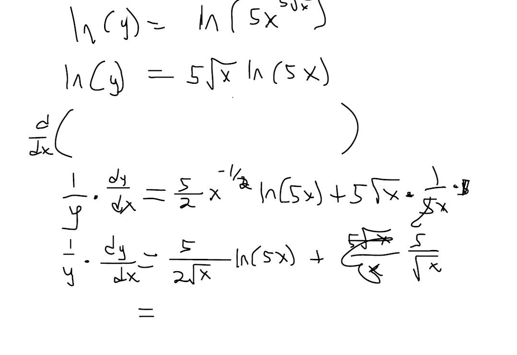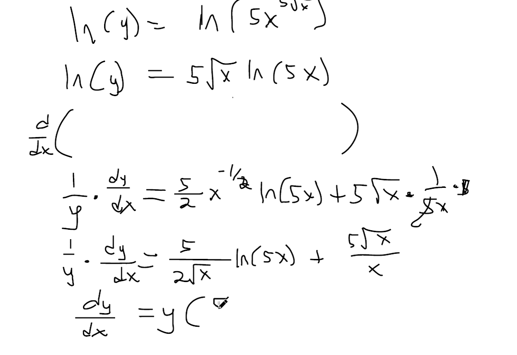I was hoping those would combine, but they don't. Actually, either way, I don't know. This one doesn't have a radical in the denominator, so I kind of like this form better. I'll check and see what Newton wants after. But I just need to multiply that y to both sides, and now we have our derivative.